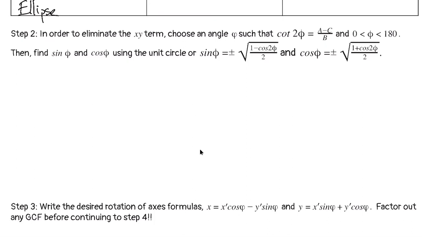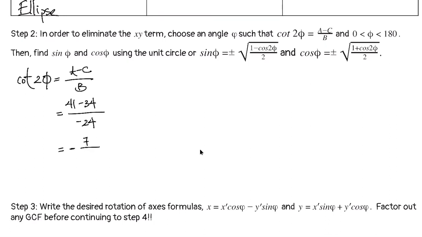So I'm going to write down that equation, cotangent 2 phi equals a minus c over b. And I'm going to plug in my a minus c over b from before. So that should give me 41 minus 34 over negative 24. And that gives me negative 7 over 24.